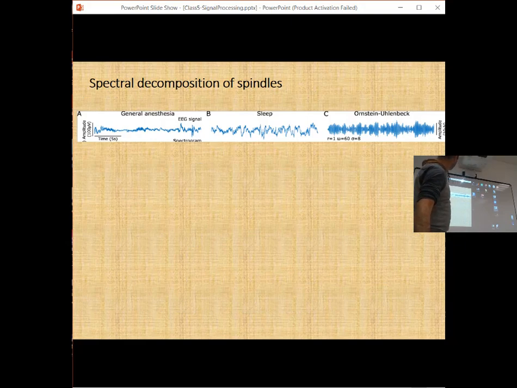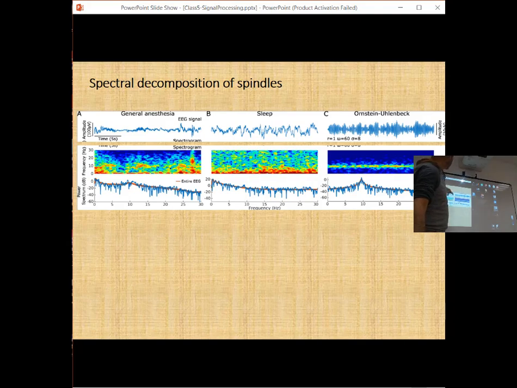Okay, we discussed the spectral decomposition. We can have general anesthesia, sleep, or this Stein-Rubenbeck representation. We discussed last time the fact that the power spectrum, the spectrogram, gives you information about the statistics of the amplitude of a given frequency. That's why you have something in red, which is consistent, which is coherent, and gives you the peak. A way to segment is to use the region where you have this high density to detect. Usually we do detection directly on the signal itself.